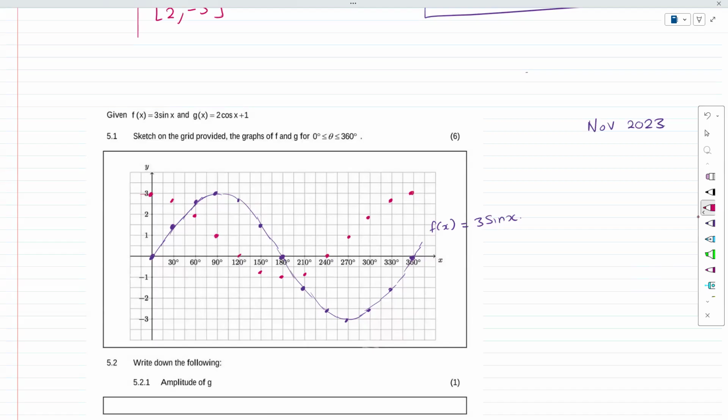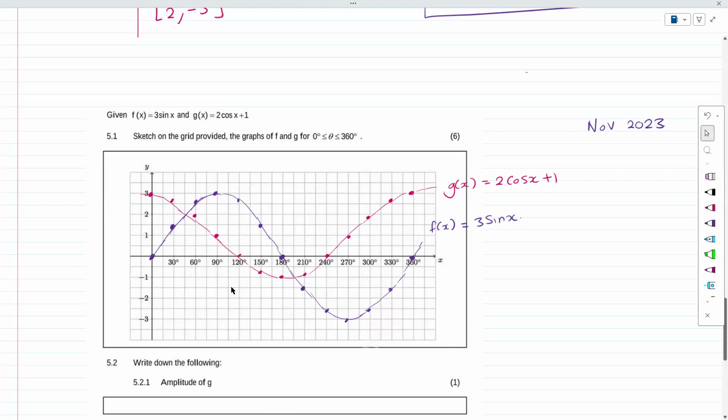We did this question in the level 4 question where each part had a counterpart. Again, I apologize that my graph is not really accurate. That's the best I can do there, but g of x equals 2 cos x plus 1.